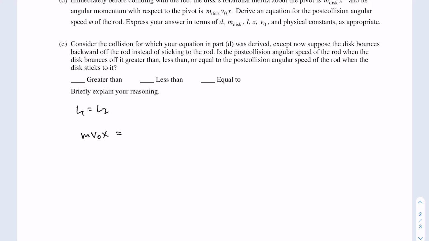Then the right side of our equation will be the disk and rod system, where the moment of inertia is their added moments of inertia, which would be m times x squared plus the moment of inertia for the rod, which is just I, and then this is multiplied by the angular velocity ω of the system. If we want to solve for the angular velocity, we just divide and get this expression right here.